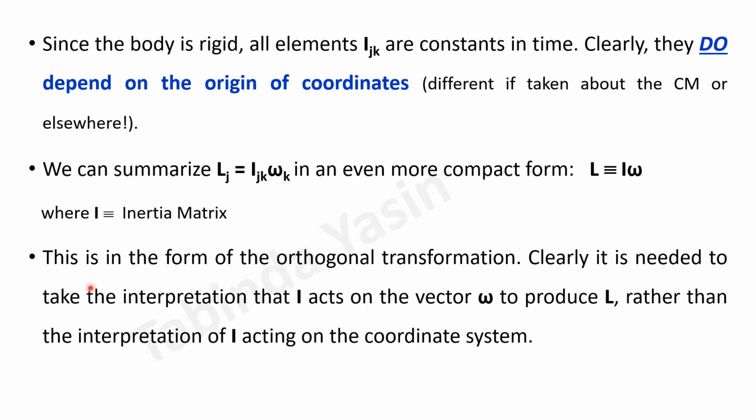And you know that a rigid body can be a spherical body. This is in the form of the orthogonal transformation. It means in the three-dimensional coordinate system, the axes are perpendicular to each other. Clearly, it is needed to take the interpretation that I acts on the vector omega to produce L, rather than the interpretation of I acting on the coordinate system.